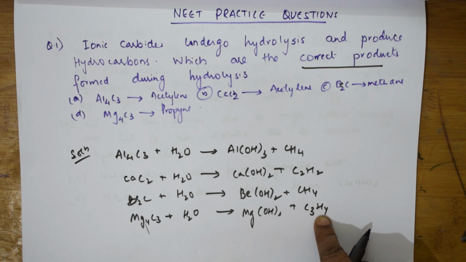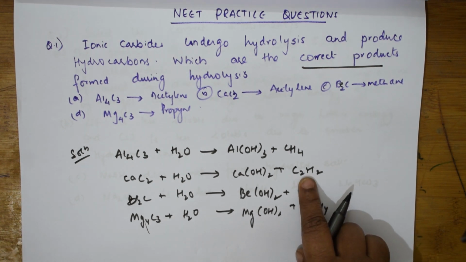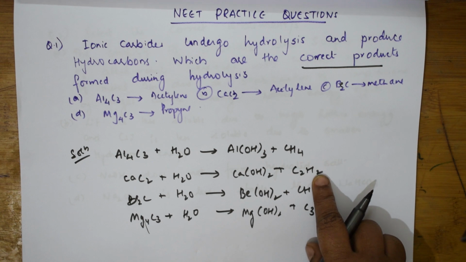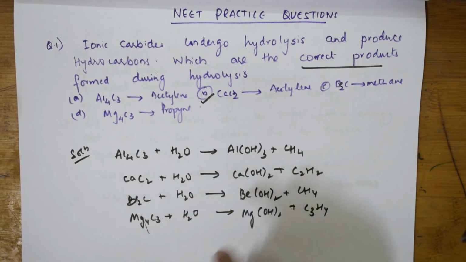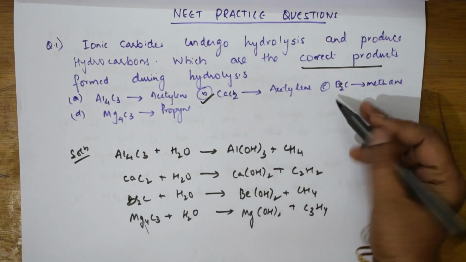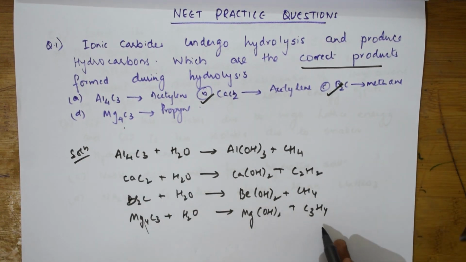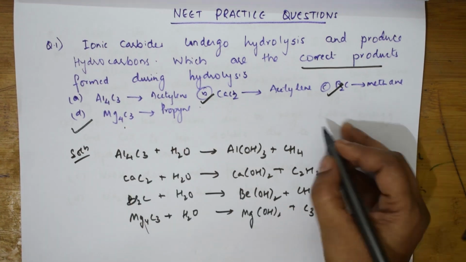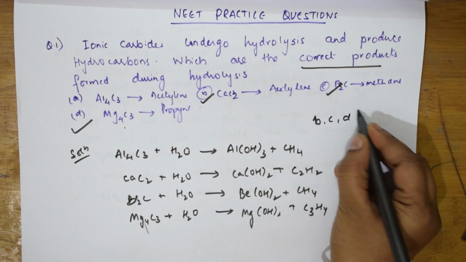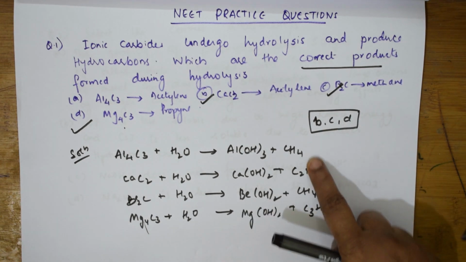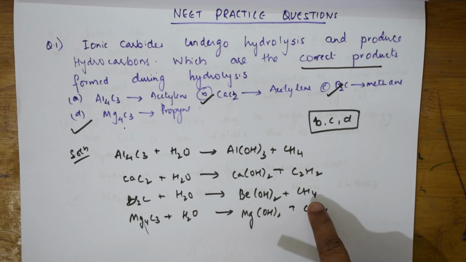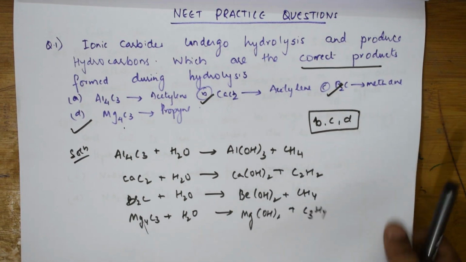Now, which is the correct product formed during hydrolysis? Calcium carbide giving acetylene, C2H2, is the correct product. This is one option. I said there may be 2 or 3 options. Beryllium carbide with hydrolysis gives methane, this is also correct. Magnesium carbide giving propane, this is also correct. So the options are B, C, D. All the 3 are right in this case. There may be some questions where 3 options are right, but you should be careful with these reactions. You need to memorize these reactions, then only you can apply them. So let us come back and see the next question.